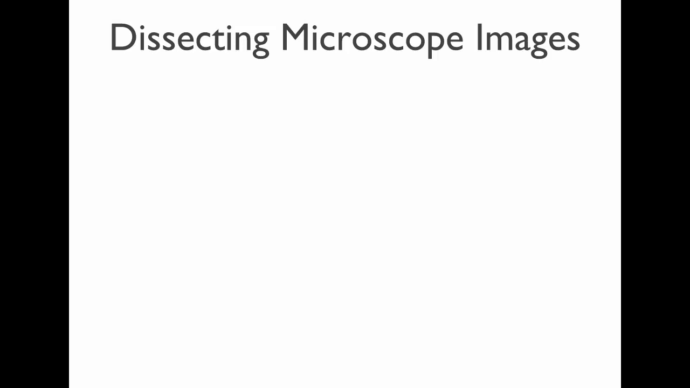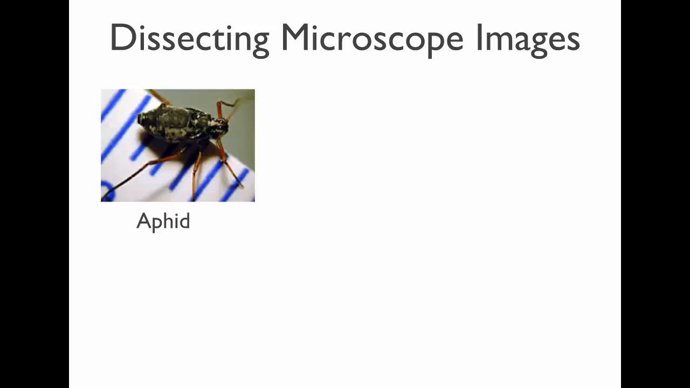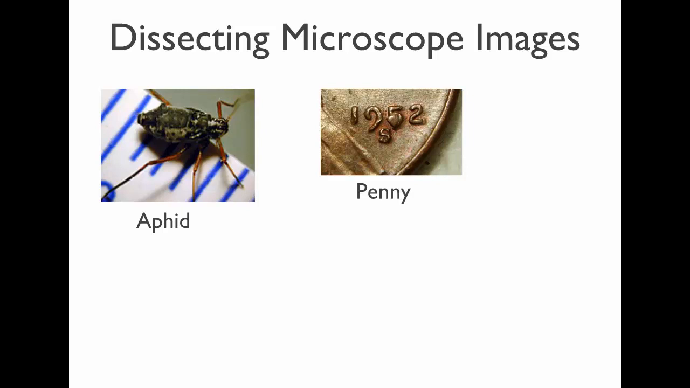So the dissecting microscope gives us these three-dimensional views of objects. This is an aphid. Yeah, it's a small insect. We can see it three-dimensionally. It's also a thick object. Light's not going through it.